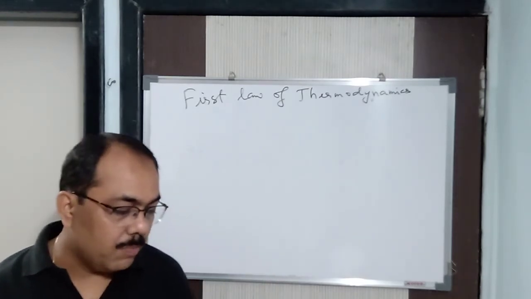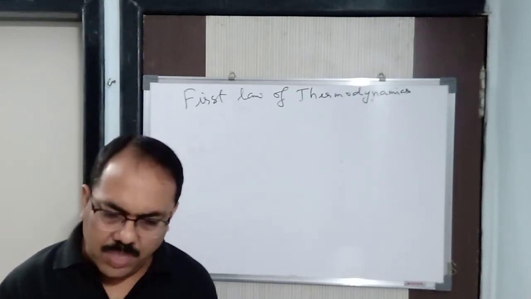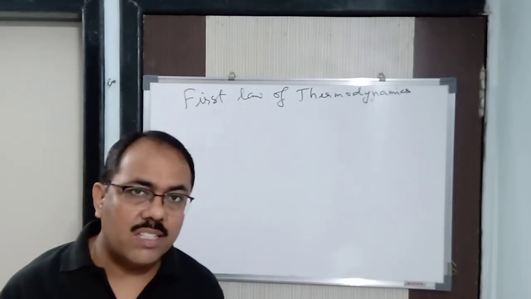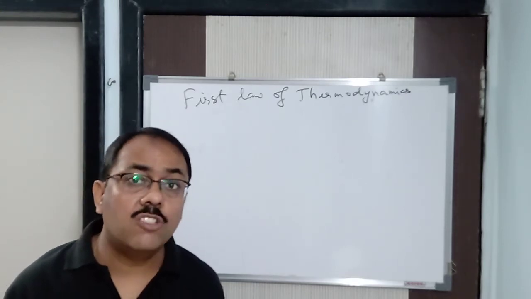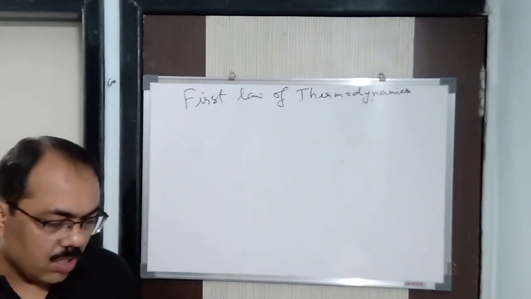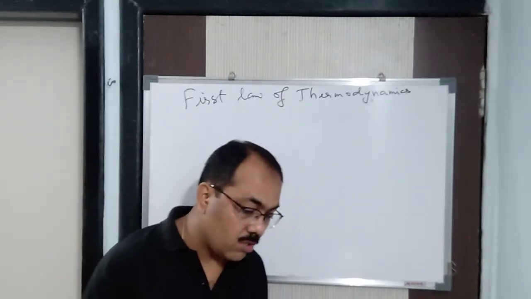Hence, it is impossible to construct a perpetual motion machine because the first law says the total energy remains constant. So we cannot construct a machine which runs by itself without consuming any energy. Not possible. Clear? This statement was given by Helmholtz.